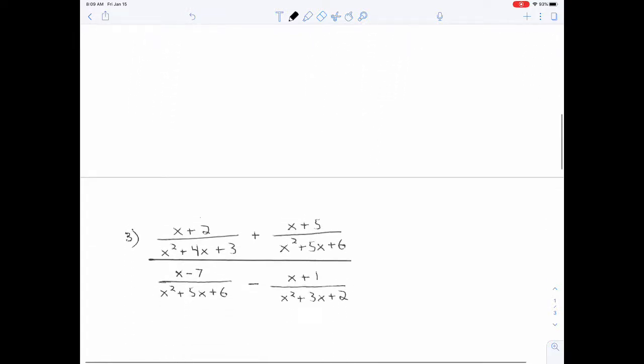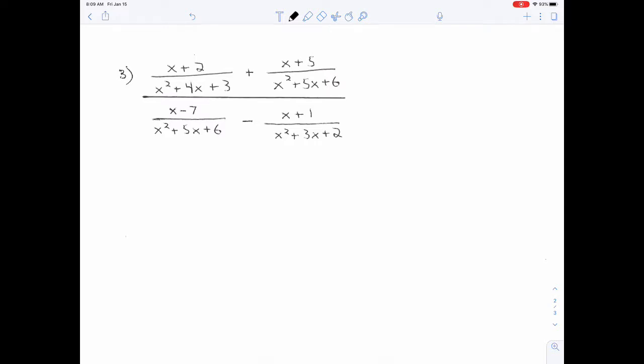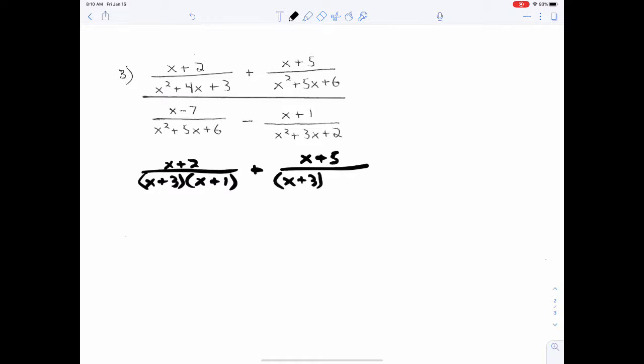Okay. Now let's take a look at this one. This one's going to take a little more work. Obviously it's a little more complicated, but it's the same idea. We'll find the common denominator and then multiply top and bottom. So we have x plus 2, and we're going to factor the bottom into x plus 3 times x plus 1, plus, and the denominator for this is going to be x plus 3 times x plus 2.